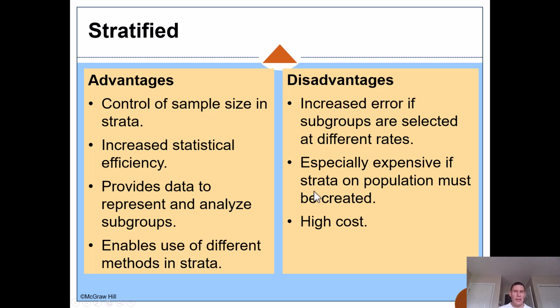And then stratified. So think of stratified as in strata, like groups. So stratified advantages would be control of the sample size in the strata, increased statistical efficiency. It provides data to represent and analyze the subgroups. You just heard me say groups. So think of strata as groups, and then it enables use of different methods in the strata. Disadvantages include increased error if subgroups are selected at different rates. It's especially expensive if strata on the population must be created, and it's also a high cost.